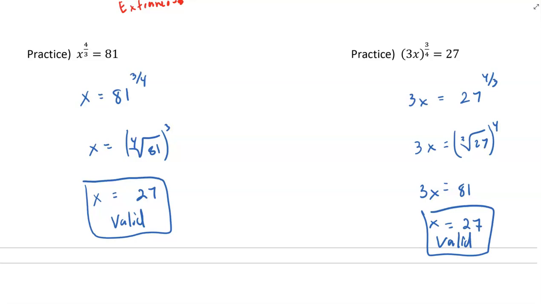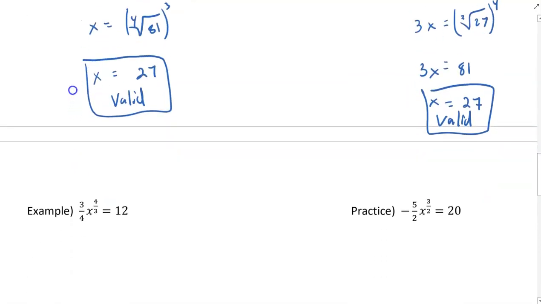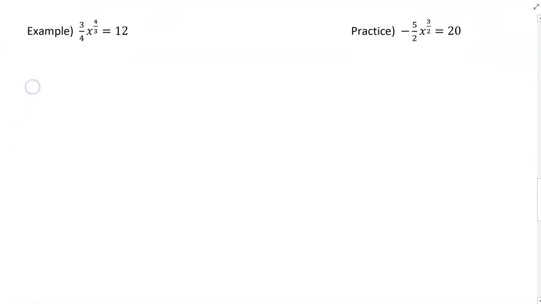On the right-hand side, we have 3x to the power of 3/4. So I'm going to start by raising both sides to the power of 4/3, canceling the powers. The third root of 27 is 3. Raised to the power of 4 is 81. 3x equals 81. Divide by 3, you get 27. Not too bad. So hopefully you did well there.